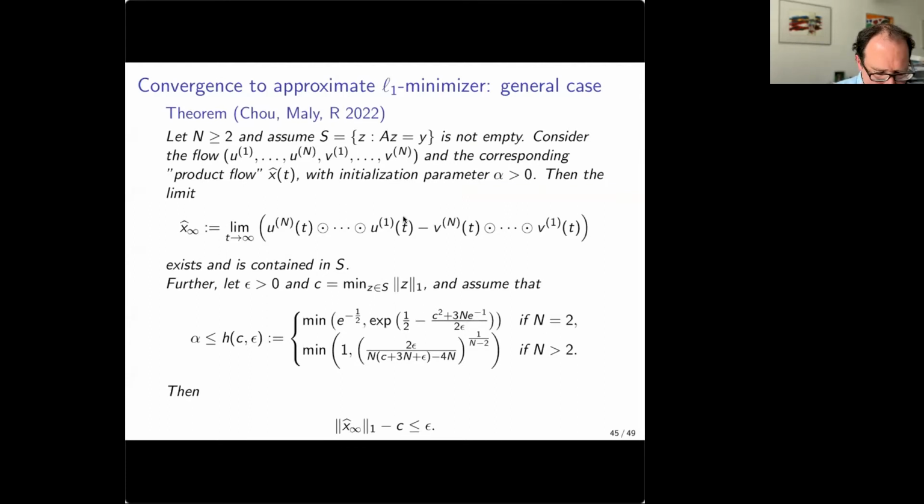But we also can do this for recovery of arbitrary vectors. So now we just assume that we have at least one solution. And then we can again get convergence of this expression here as t goes to infinity. And we know that the limit is contained in this set. And again, if alpha is small enough, then also the L1 norm of this limit and the L1 norm of the L1 minimizer are very close to each other.